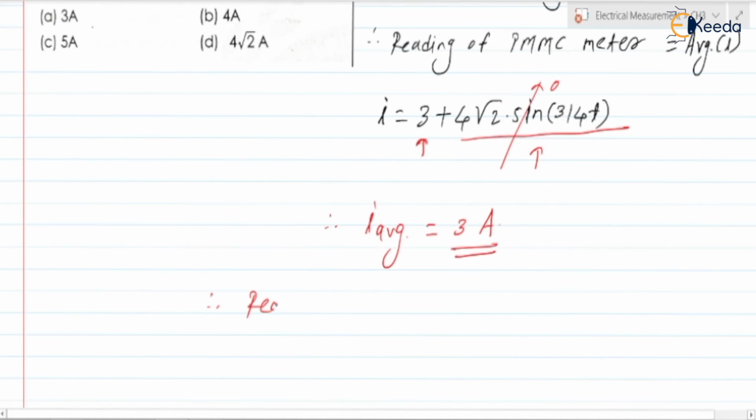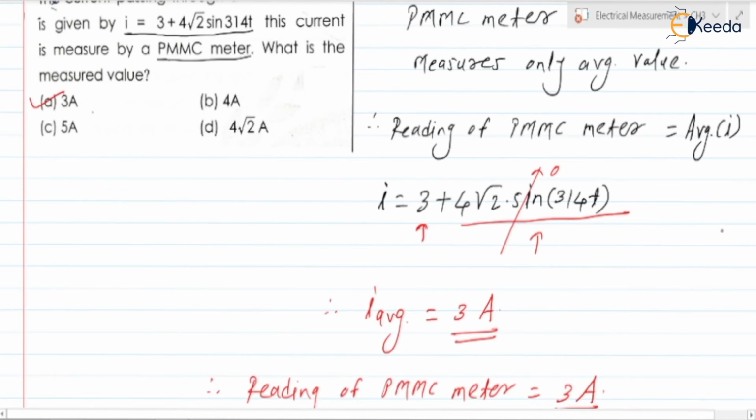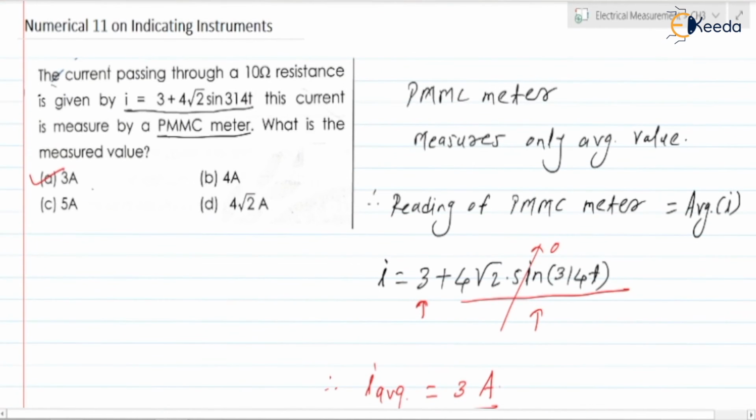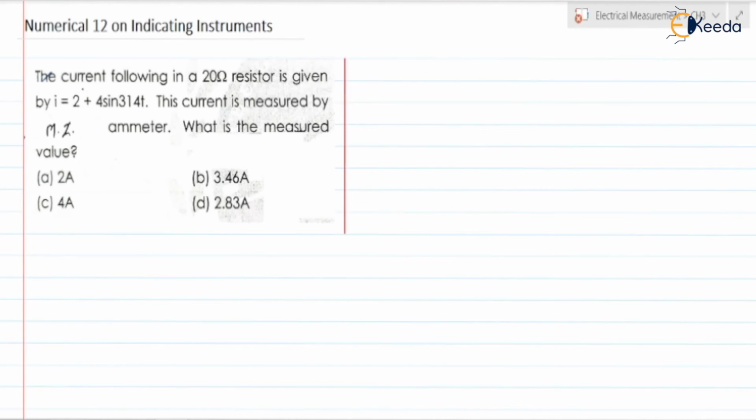Therefore the reading of the PMMC meter is equal to 3 ampere. This is about the question. The option of 3 ampere is option A. So this is about numerical number 11. We are going to discuss numerical number 12.